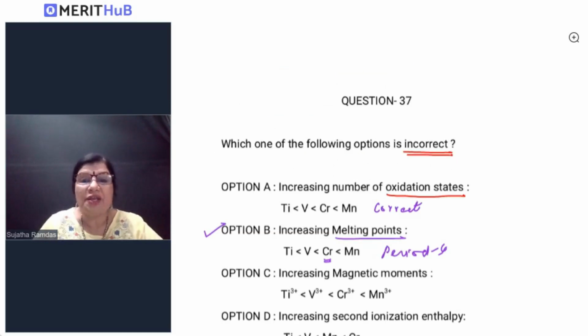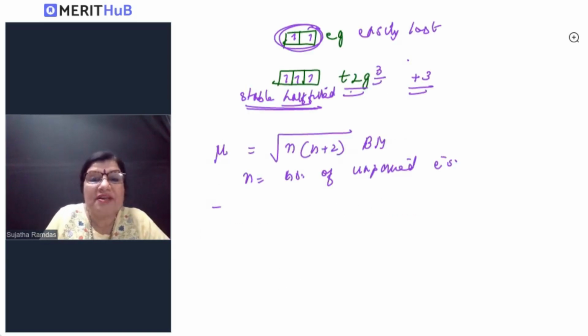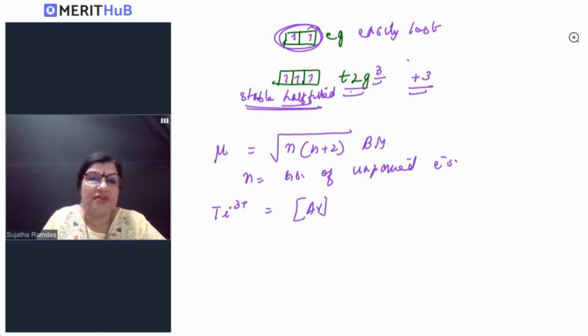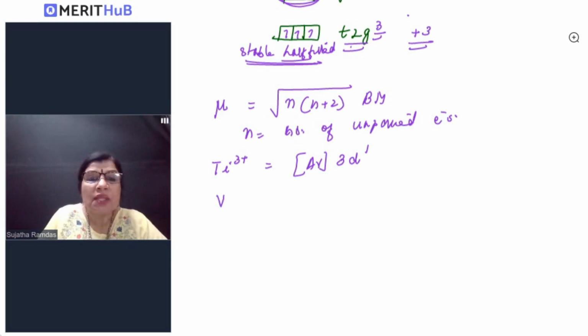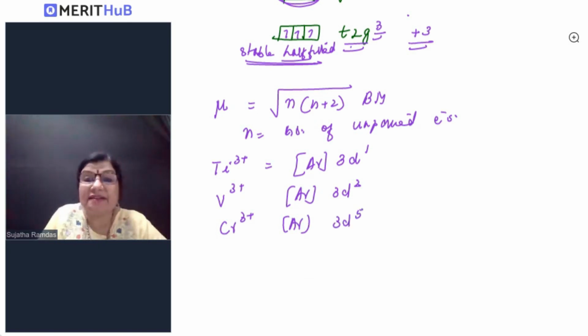Now we have the ions here in the +3 state, right? So let's write down the configurations of the ions. Ti3+ would be argon configuration, right? Here is the configuration. These 2 electrons are lost, and from 3d, one electron is lost. So you are left with 3d1. Vanadium 3+ therefore would be argon 3d2. Sorry, 3d3.